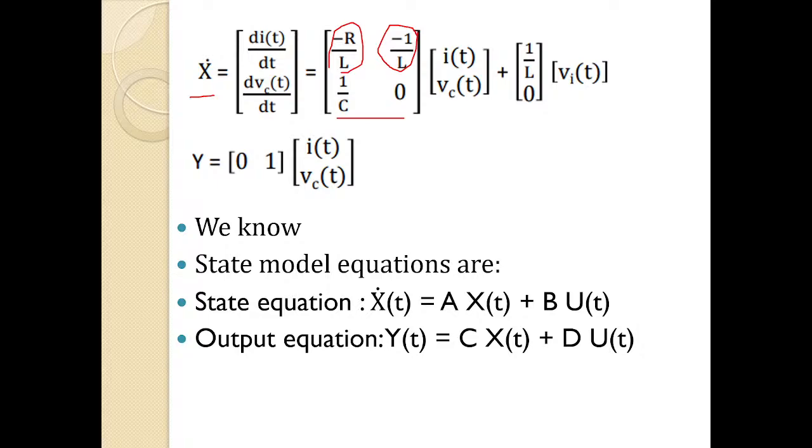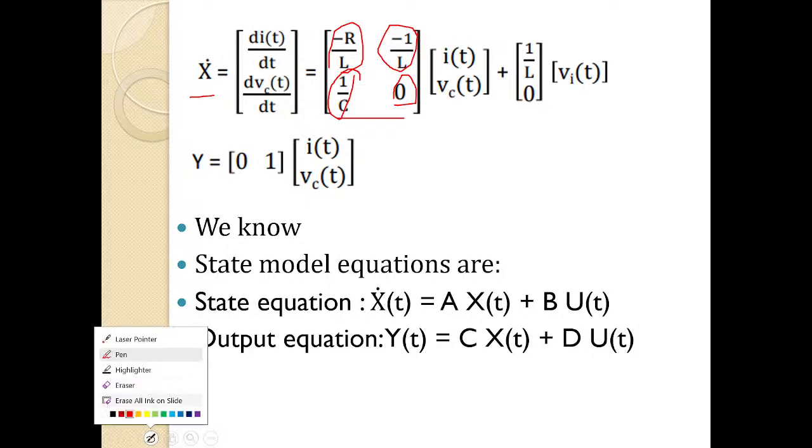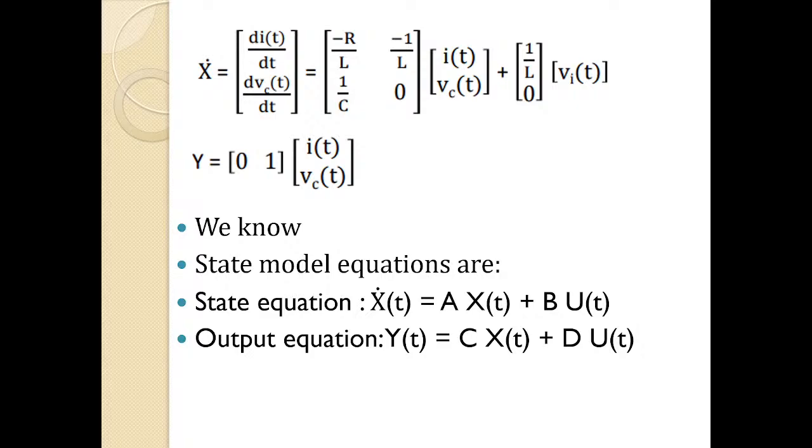And if you go to V dot of t, that is d by dt of Vc of t, the coefficient of I of t is 1 by C. There is no Vc of t in your above equations. Better I will write both the equations here. I will copy them here so that you will be able to understand.